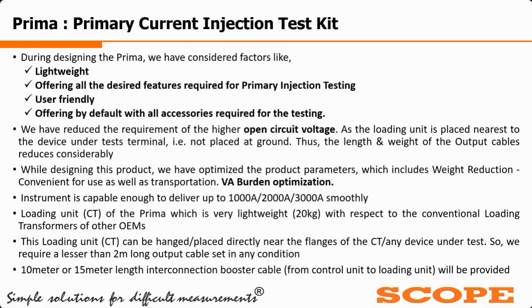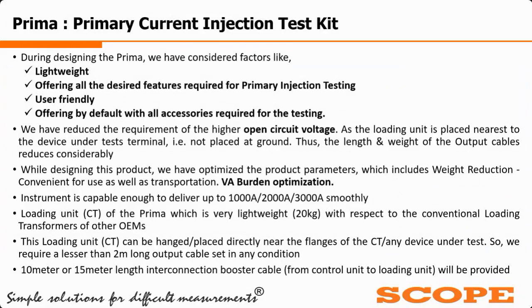We have designed and manufactured the instrument in 3 categories, that is, in the range of 1000 ampere, in the range of 2000 ampere, and in the range of 3000 ampere. So for 1000 ampere, we can inject 0 to 1000 ampere. For the 2000 ampere range, we can inject current from 0 to 2000 ampere, and similarly for 3000 ampere, we can easily inject 0 to 3000 ampere on any fully erected current transformer.